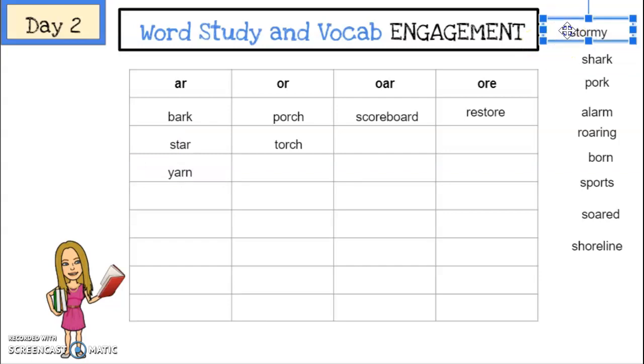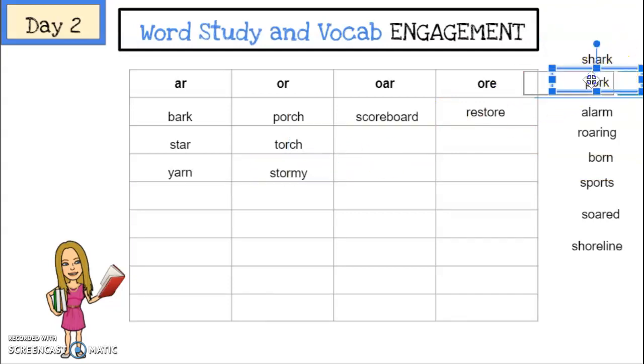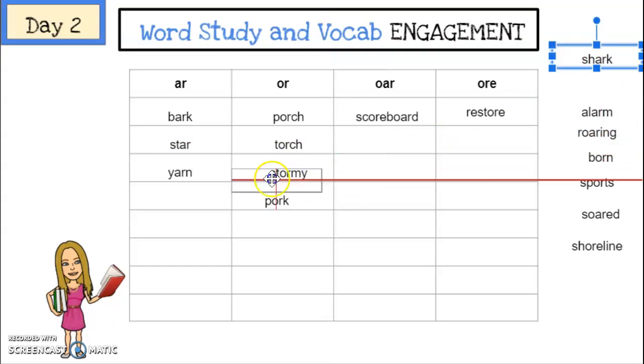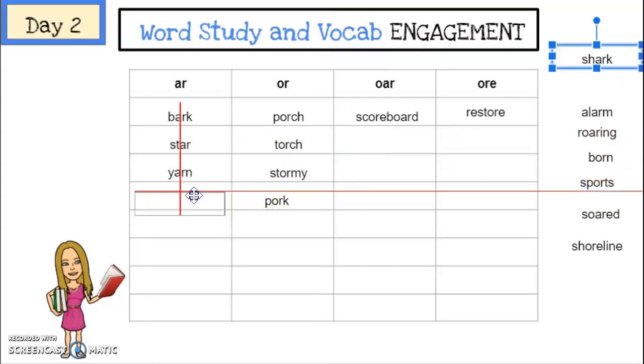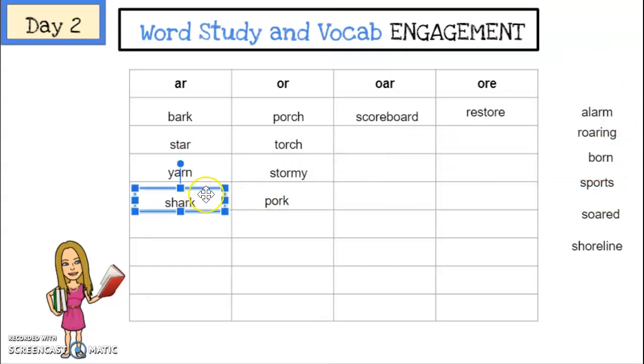Stormy goes in my OR column. Pork goes in my OR column. Shark goes in my AR column. And if you notice with all of these words, even though there is a vowel, that vowel is followed by the R, which we have said is sometimes very bossy.